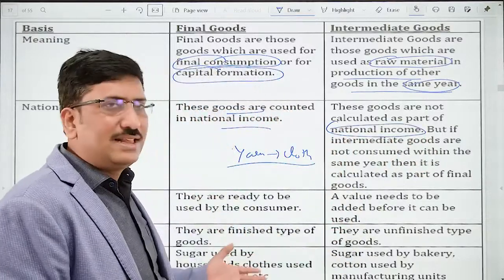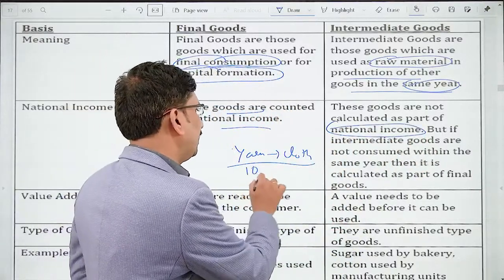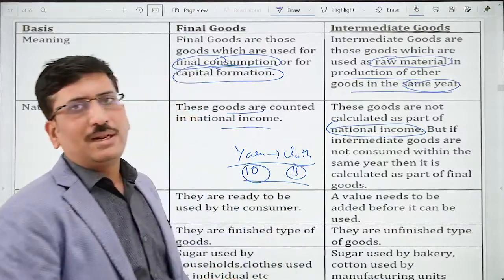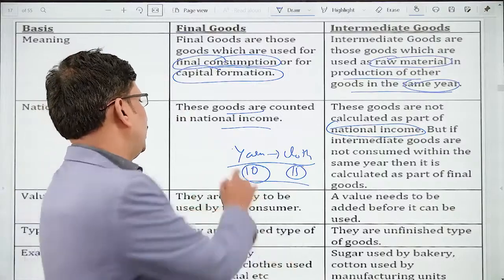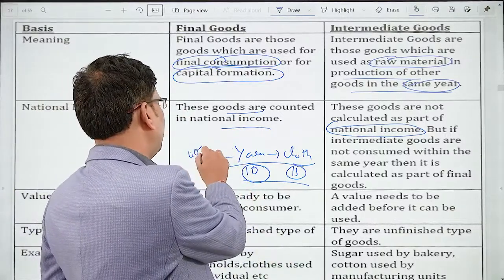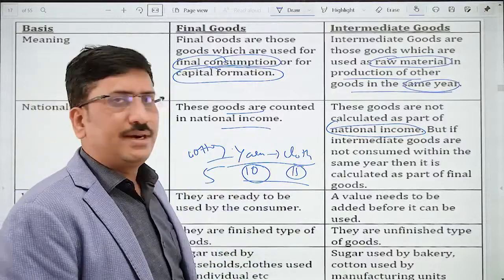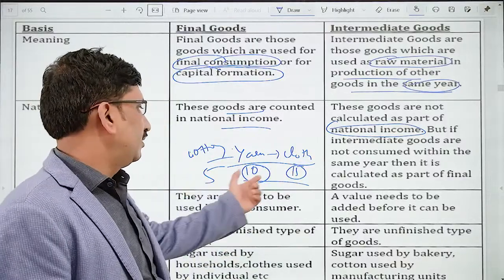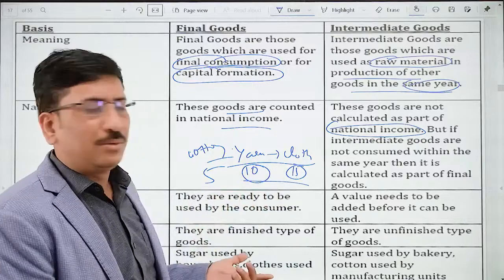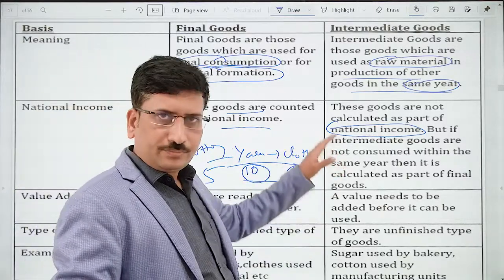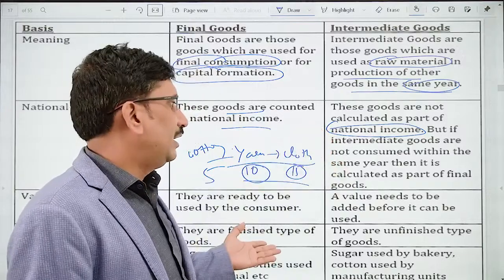If I'm adding this 10 rupees and converting it into clothes, and again you're adding 15 rupees, it is double counting, right? And if you see the cotton, here it is 5 rupees. The same cotton is converted into cloth here. If you keep on adding, instead of 15 rupees, it will become 30 rupees, correct? So if the intermediate goods are added, double counting will happen.